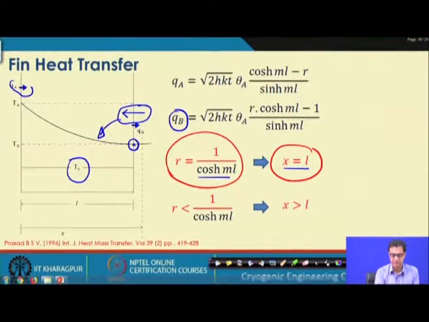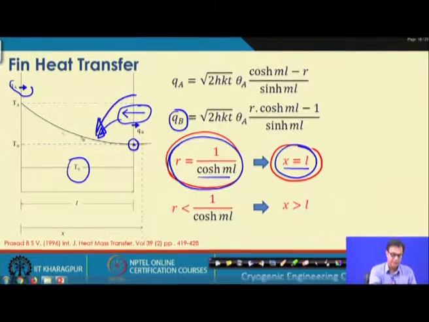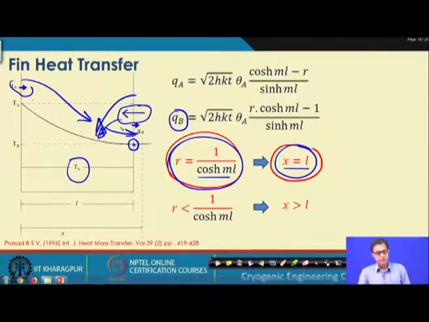are finding that if the situation is such that r becomes 1 by cos hyperbolic m l, it may so happen that you will find that x is not only L, but this plate is no longer giving heat to the fluid, rather this heat q a, which has its origin from this fin base, is coming to the fin base B. So, this is nothing but what we have said, transverse conduction of heat, and sometimes we have to face this situation depending on the different fluid stream temperature and the plate temperature.